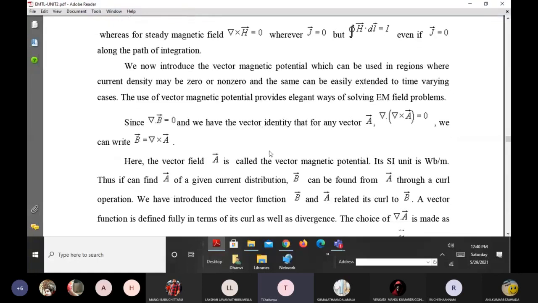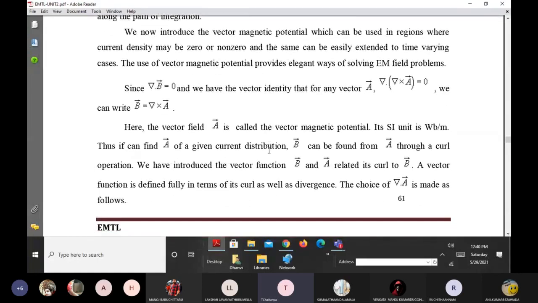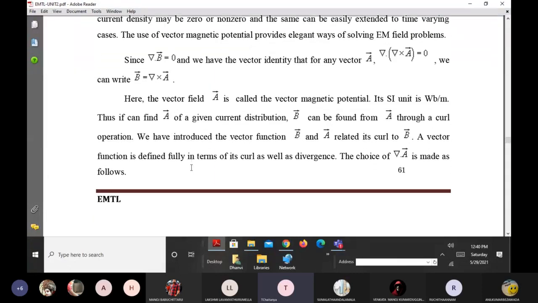For this we have to see here that the vector A bar is called the vector magnetic potential. The units are Webers per meter, and B can be found from A bar through the curl operation. So the B bar is also a vector. The B bar vector is the curl of A bar. We have introduced the vector function B bar and A bar related to the curl of A bar.